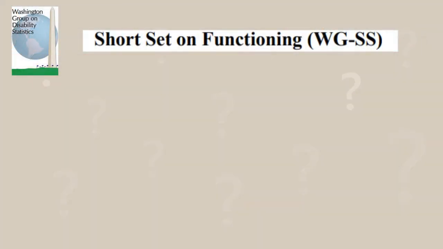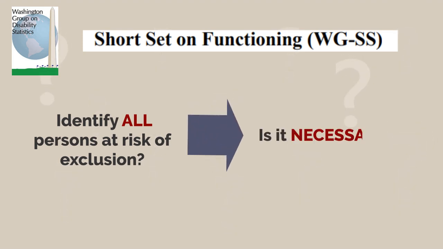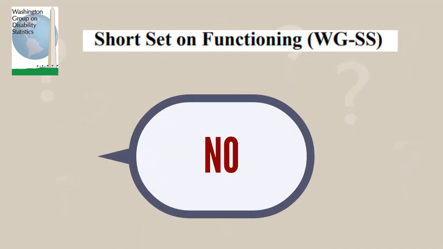But do these 6 questions identify all persons with functional limitations who are at risk of exclusion? And is it necessary for statistical purposes that they do? The answer is no, and here's why.